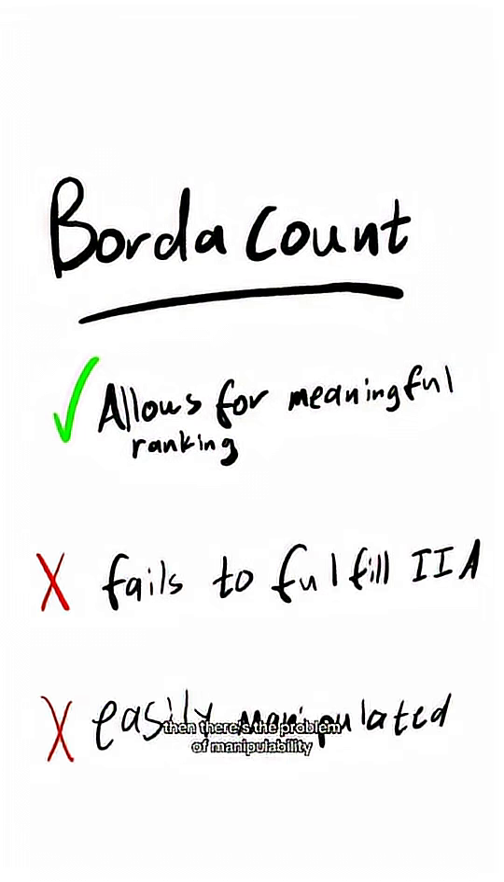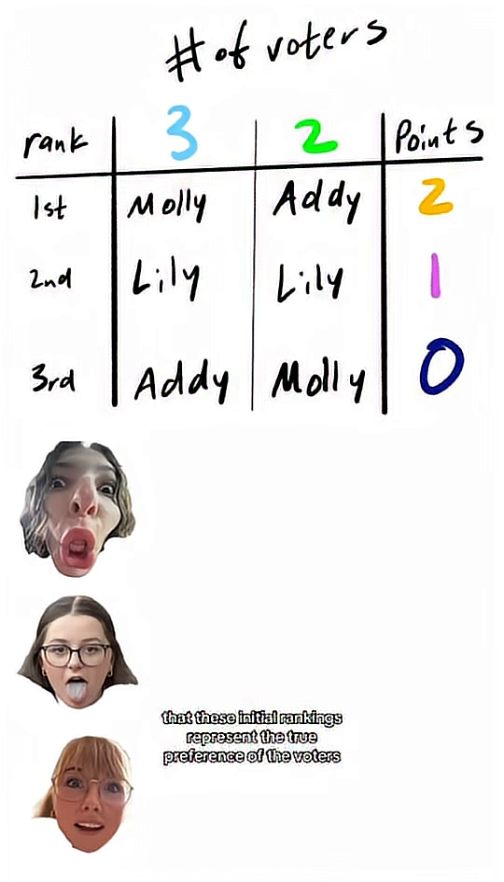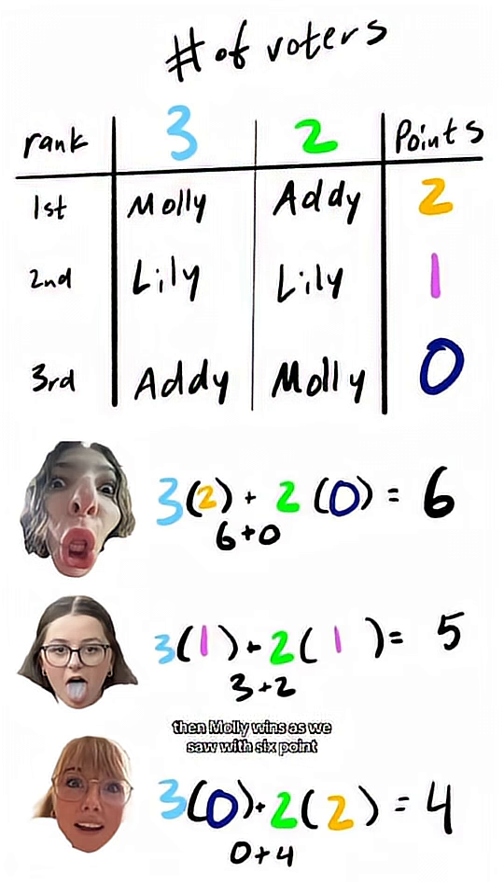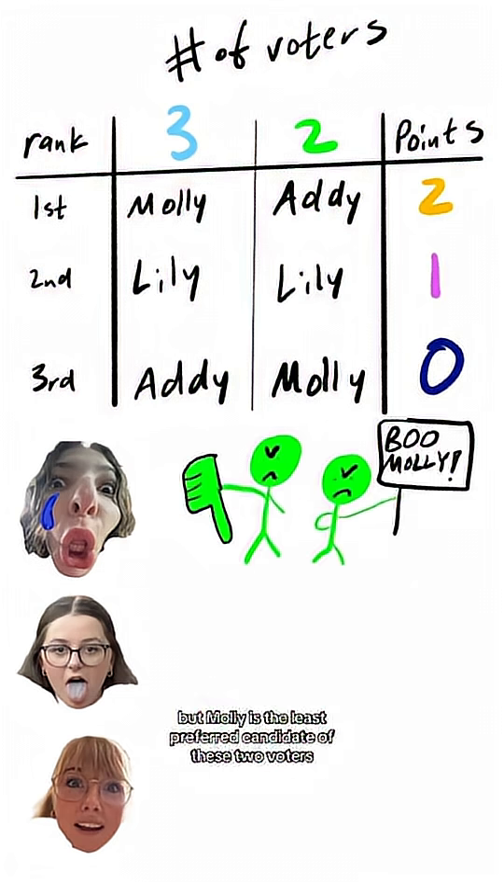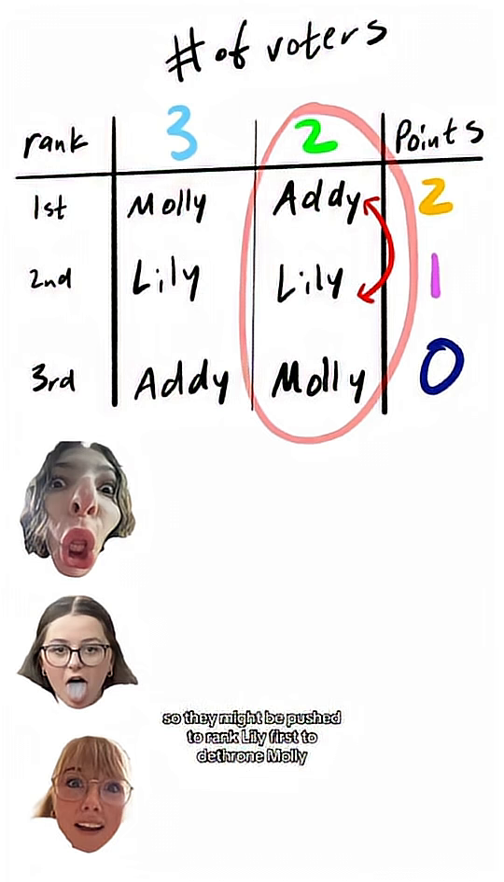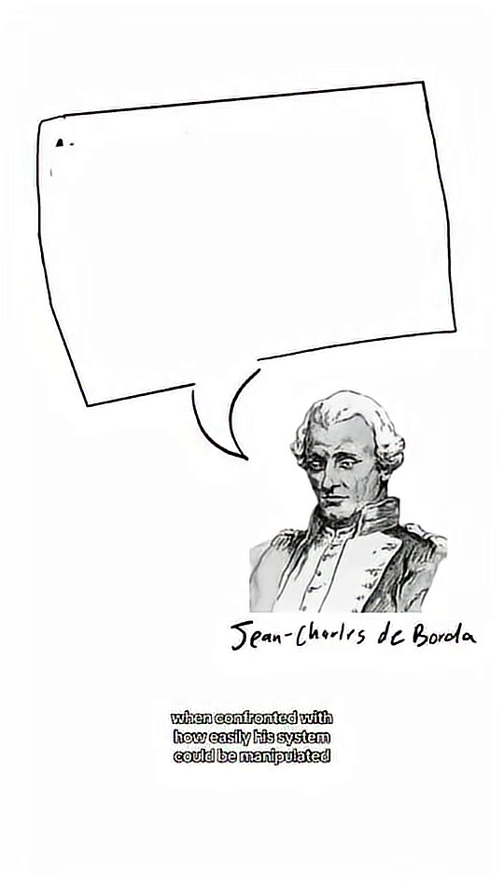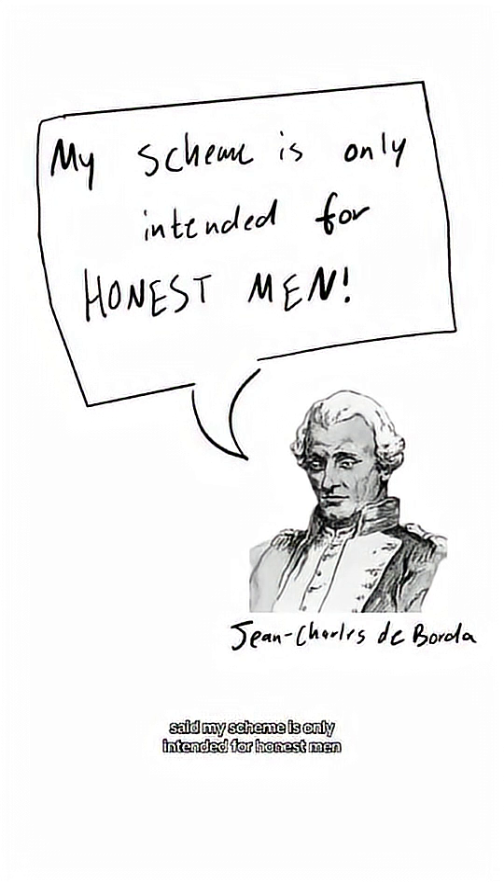Then there's the problem of manipulability. Let's say that these initial rankings represent the true preference of the voters. If the voters are all sincere, then Molly wins, as we saw, with 6 points. But Molly is the least preferred candidate of these 2 voters, so they might be pushed to rank Lily first to dethrone Molly, even though they really prefer Addie. When confronted with how easily his system could be manipulated, Jean-Charles de Borda, the inventor of the Borda count, said, "My scheme is only intended for honest men."